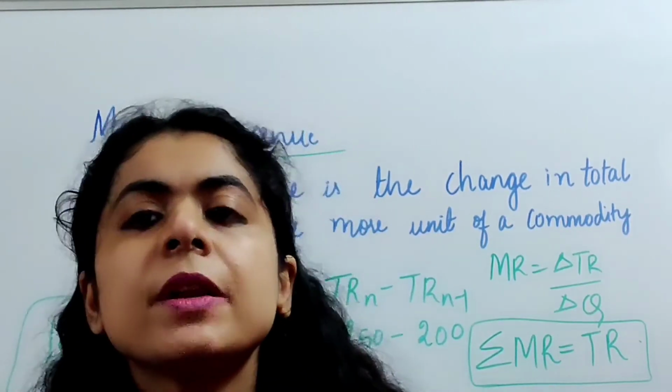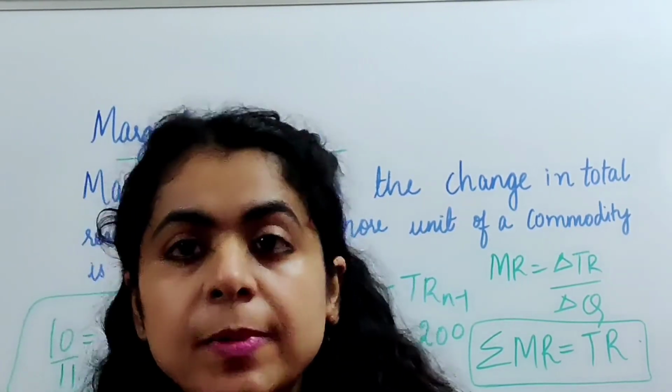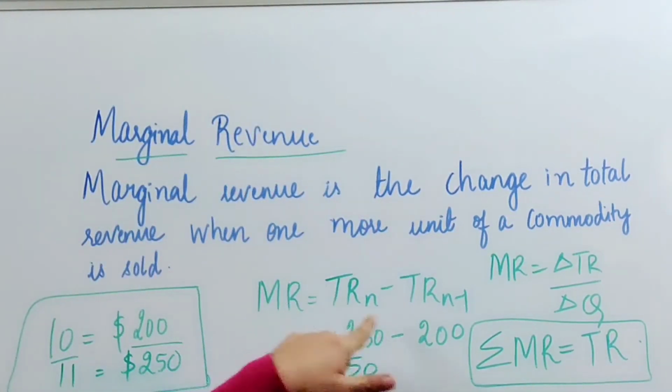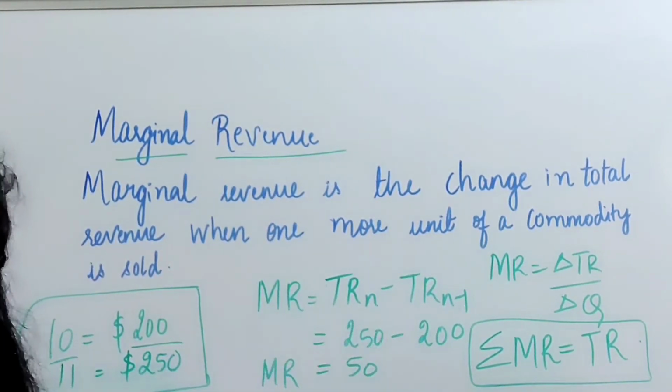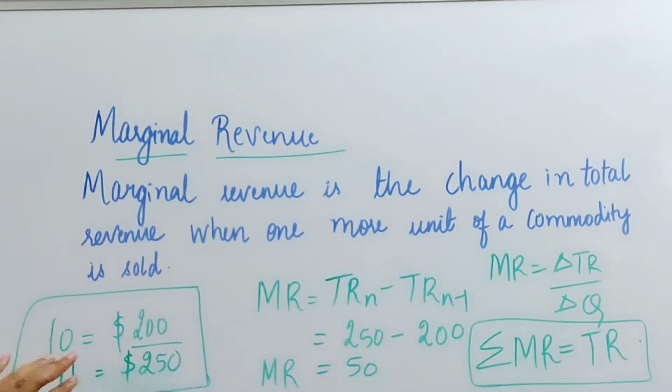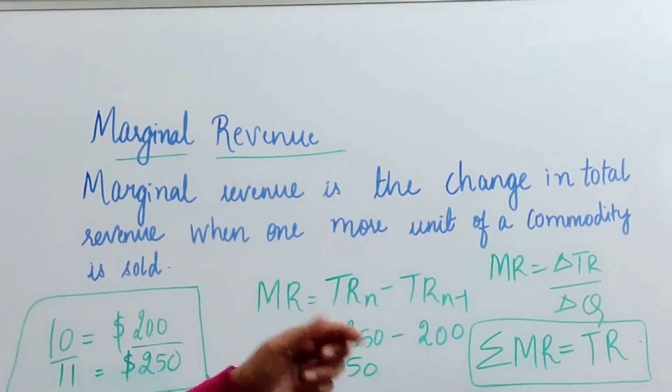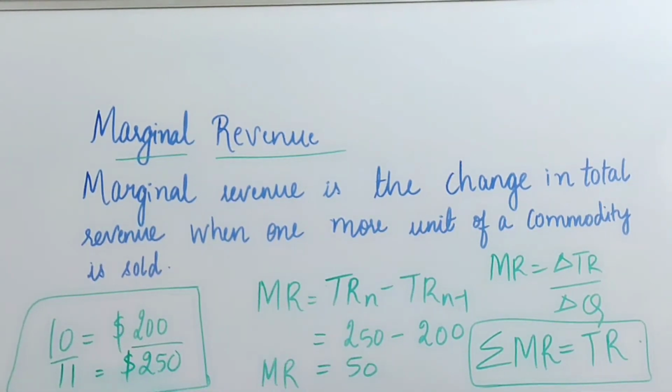Marginal revenue is the additional revenue earned by selling an additional unit of output by the firm. Marginal revenue is represented as TRn minus TRn-1. Let us suppose that a firm earns $200 by selling 10 units of output and $250 by selling 11 units of output. So this difference between 250 and 200 is a marginal revenue for the firm. TRn here represents total revenue earned by the firm by selling 11 units, and TRn-1 represents the total revenue earned by the firm by selling one less unit, that is 10 units of output.